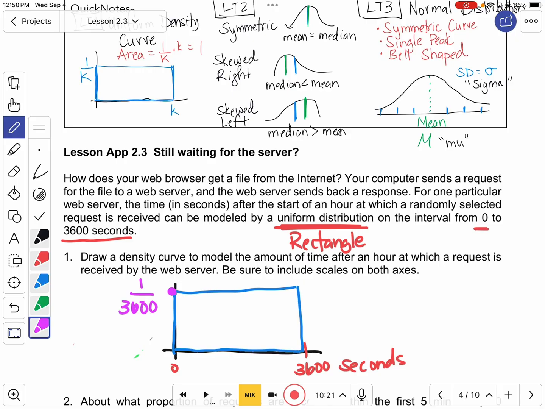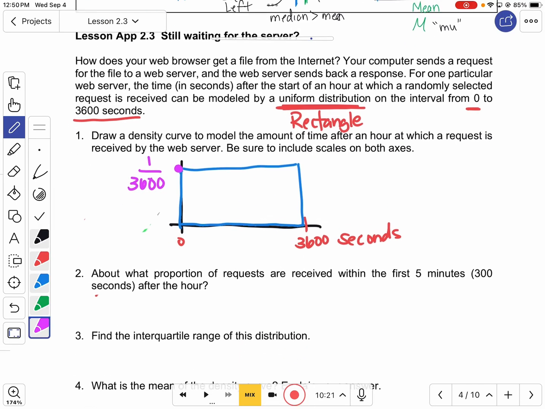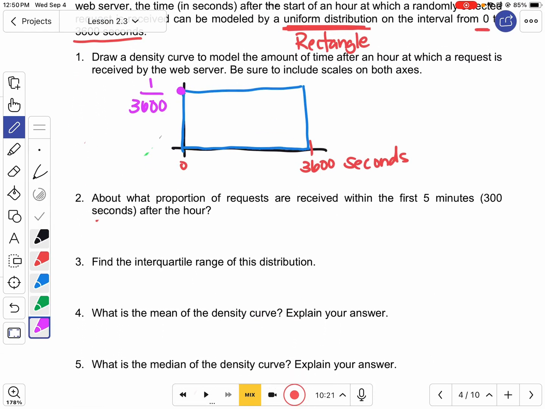Okay, so now let's look at some other questions they're going to ask me about this rectangle. What can I do with it? On number 2, it says about what proportion of requests are received within the first 5 minutes. They tell me that's 300 seconds after the hour. So here's what they've done. They said, I don't need the area of the whole thing, I just need the area of a part of it. What time do they want me to go to on the bottom? 5 minutes, which was how many seconds? 300. Does the height of my rectangle change?